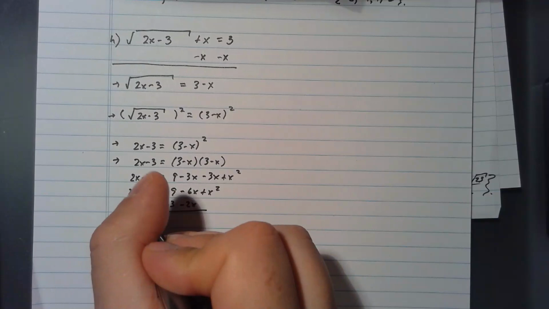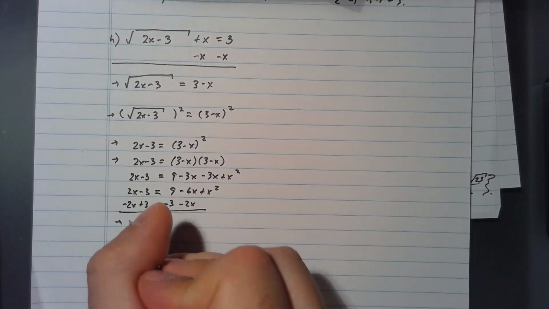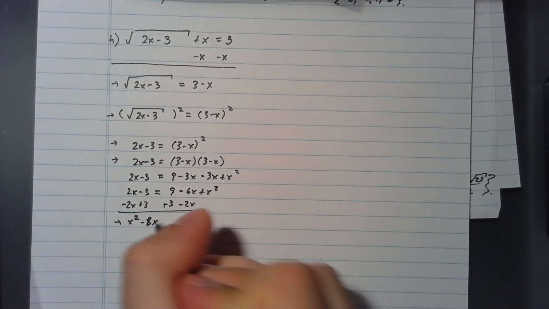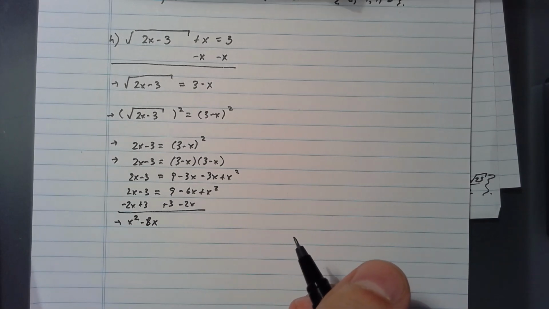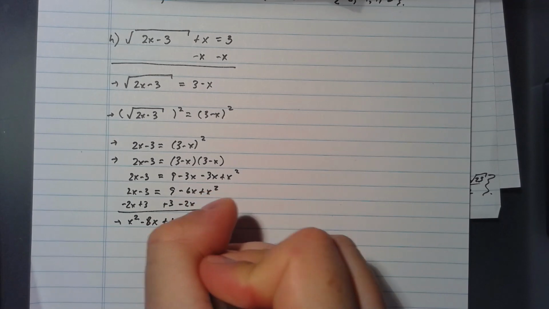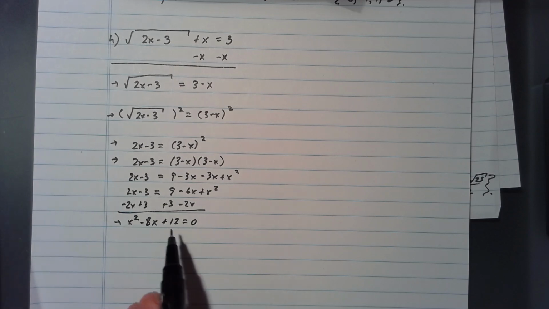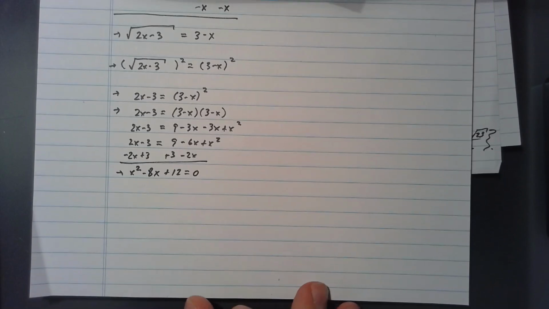So you're going to get what? x squared minus 6x minus 2x is minus 8x. 9 plus 3 is what? 12 equals 0. So there's my quadratic. By doing this, it became a quadratic equation. See if you could factor it.